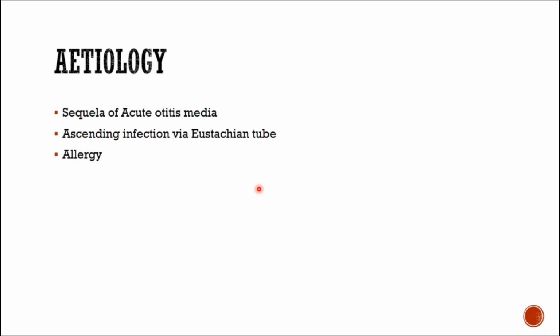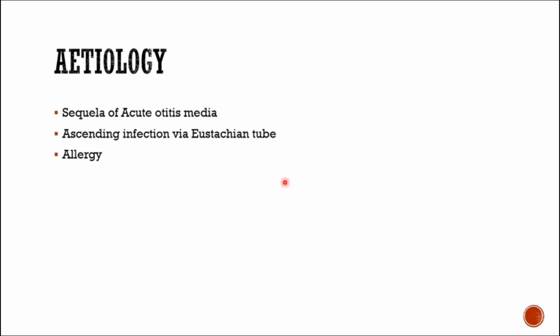So coming to the etiology, or in other words, what are the causes? It can be due to a sequela of acute otitis media. In acute otitis media, the last stage is resolution. In resolution, if the tympanic membrane does not heal completely after the rupture and release of pus from the middle ear cavity, then there can be a permanent perforation leading to CSOM.